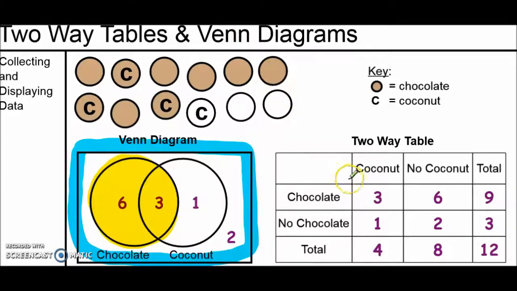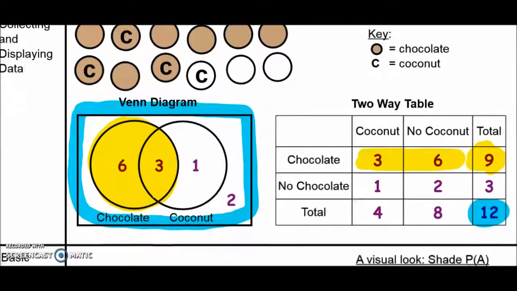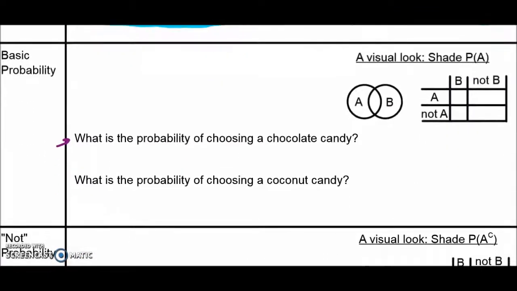We could also use the two-way table. How many chocolate candies are there? Well, it tells us here there's a total of 9 chocolate candies. Again, that is 3 plus 6. Out of a total of 12 candies. So either way, using the Venn diagram or the two-way table, it seems like there's a 9 out of 12 chance of picking a chocolate candy. Let's write that fraction down below. So we found the probability of choosing a chocolate candy was 9 out of 12.